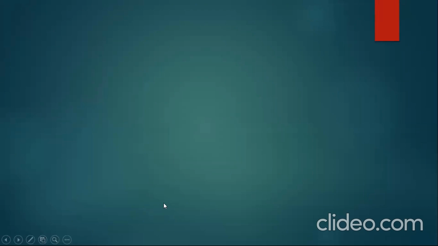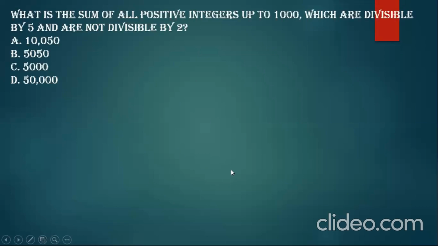Let us solve the first question. The question goes like this. What is the sum of all positive integers up to 1000 which are divisible by 5 and are not divisible by 2? Here, the sum of all positive integers up to 1000, no doubt they are asking. But there are two conditions here.